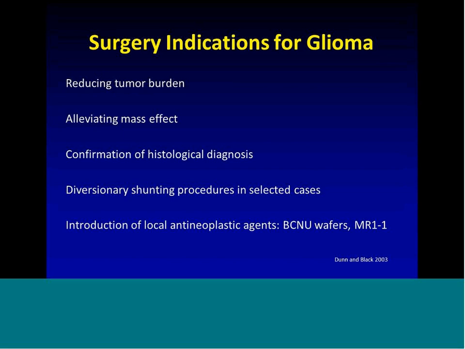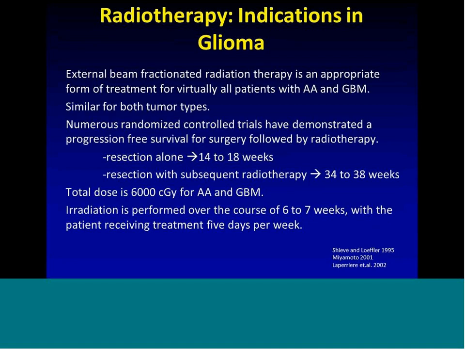So what does surgery do? It's going to relieve tumor burden. It's going to allow us to make a diagnosis. If the patient needs a shunt, you can put a shunt in. Okay. It also allows us to introduce local anti-neoplastic agents. If we want to make a vaccine from the tumor, these are all indications for surgery. Now, radiation is really the next step.